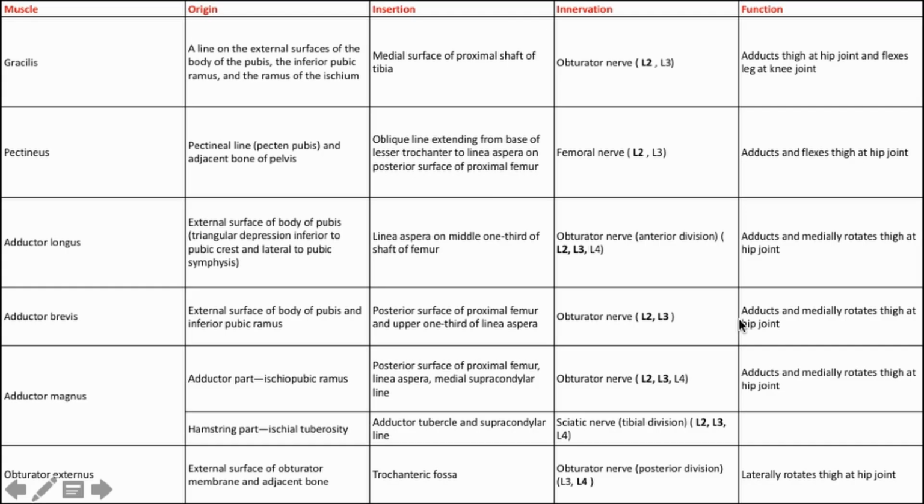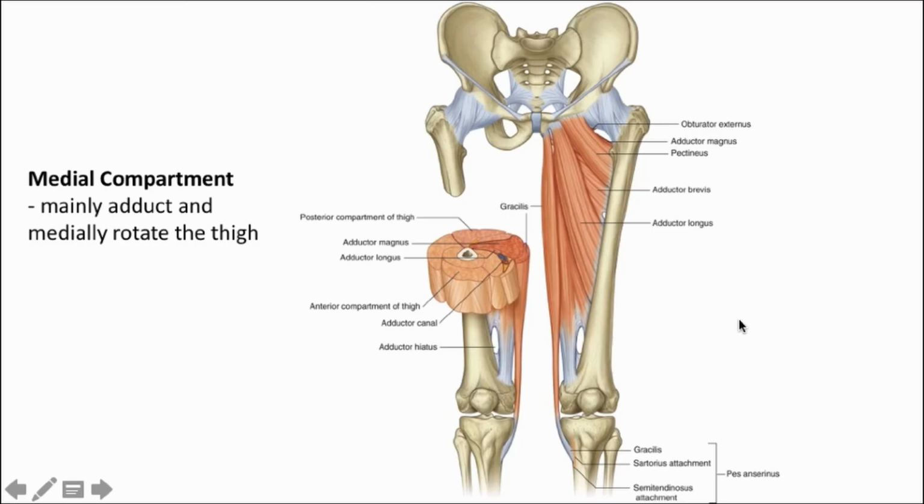And here are some more muscles. These are those in the medial compartment. And we can see them here. Again, remember they mainly adduct, and some of them help in medially rotating the thigh. There are 6 muscles in the medial compartment. We say them again: gracilis, pectineus, adductor longus, adductor brevis, adductor magnus, and obturator externus.